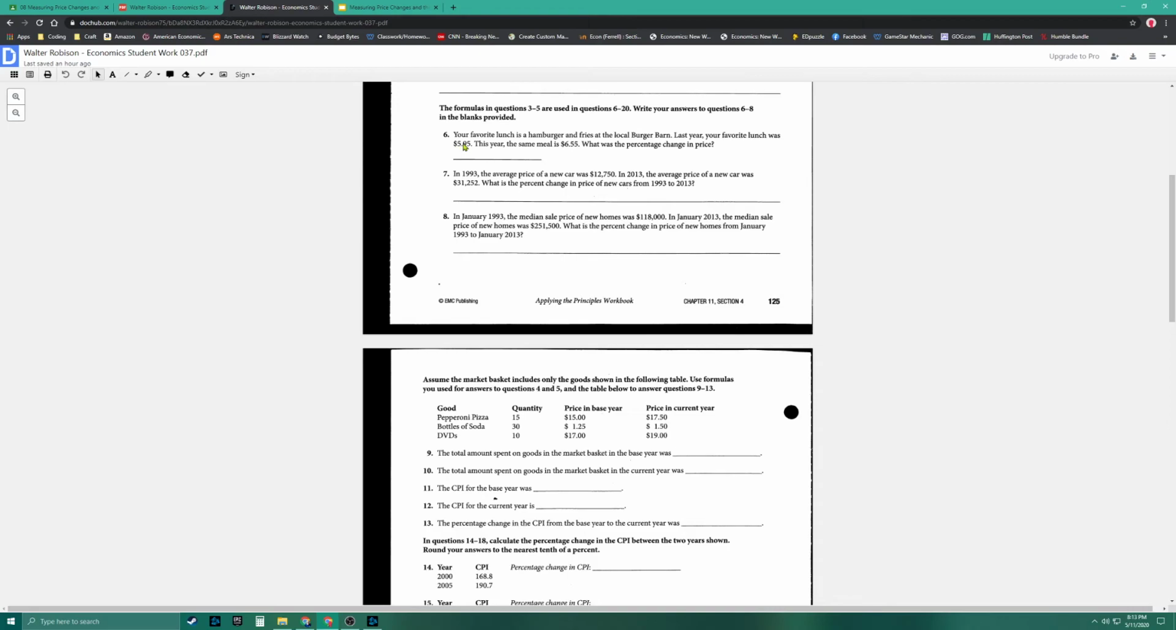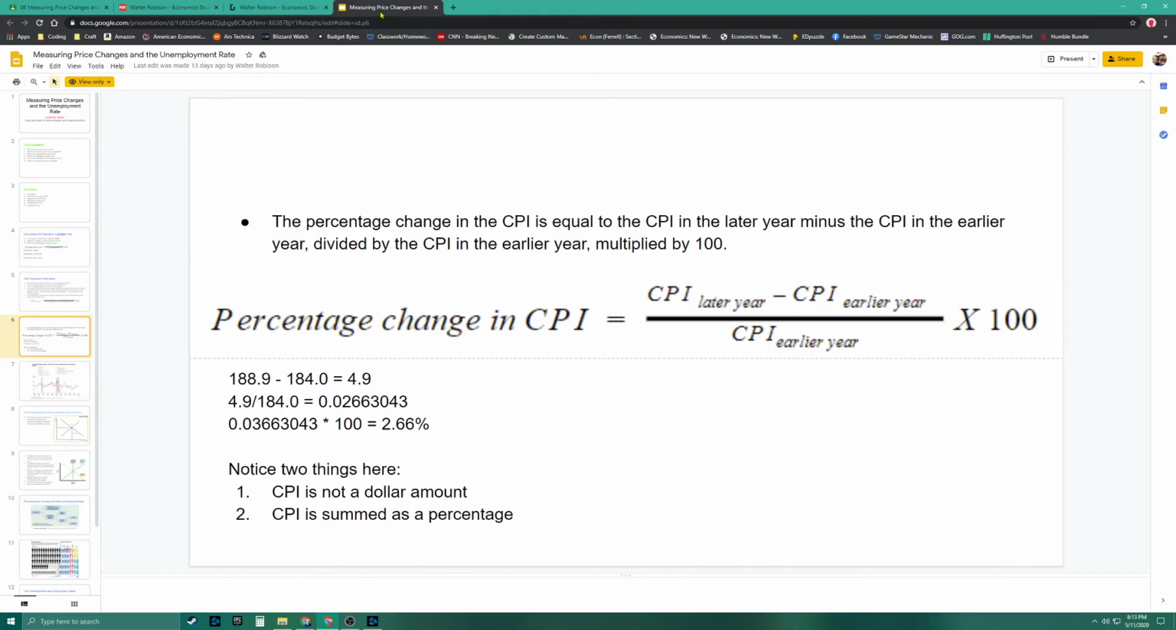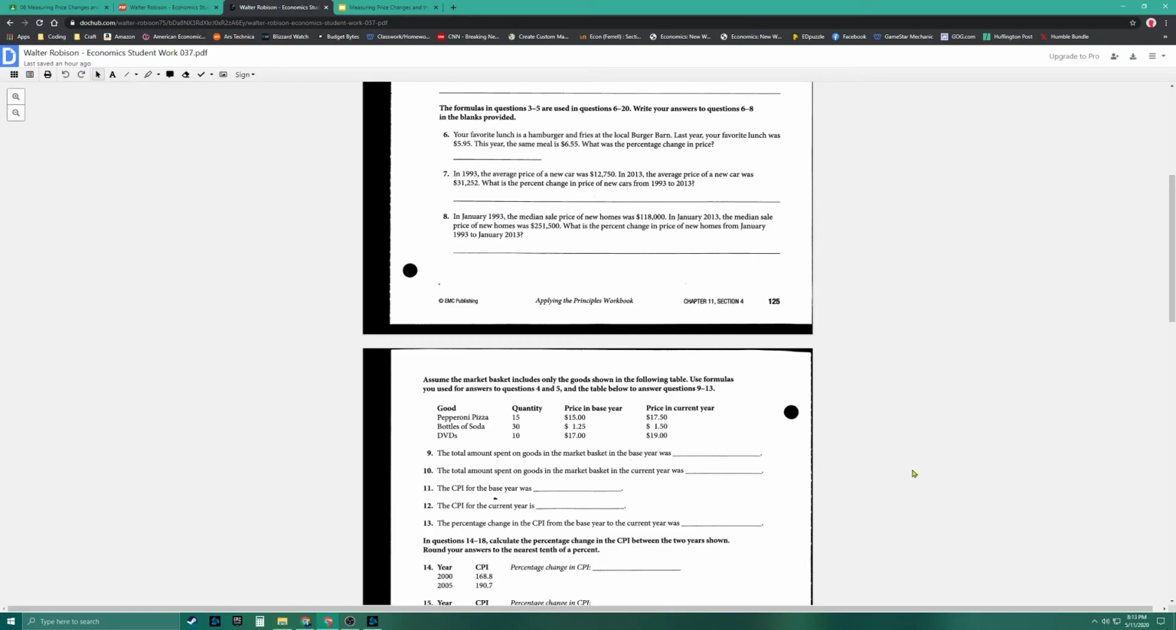So it's just 595, subtract 655, divided by the 595. Then you have to take the results, this is important, and you have to multiply those by 100, okay? And then when you do that, you're going to get a percentage. It's not a price, it's a percentage because that's what we're looking at. And what is the percentage change? So in this case, it's 10%.